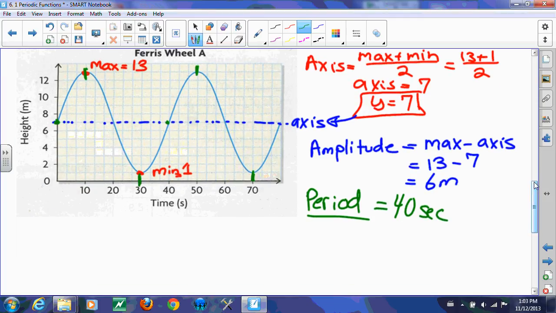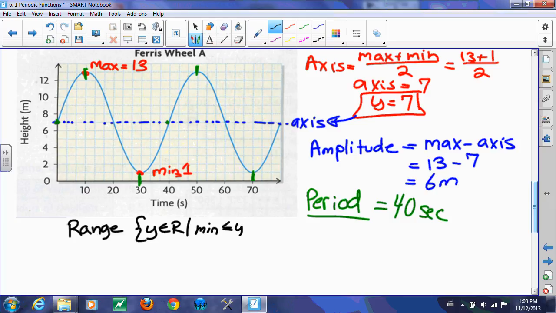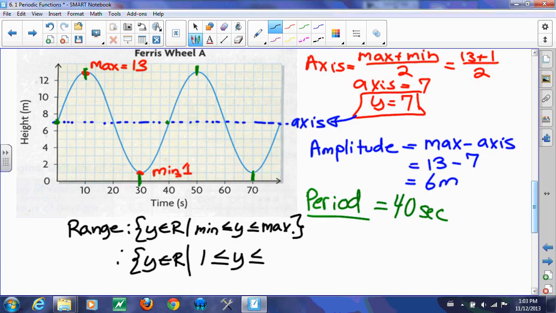Now the last one we need to do is the range. The range has to deal with what our minimum and our maximum is. So range is y belongs to a set of real numbers such that minimum has to be less than or equal to y, which has to be less than or equal to its maximum. We already found our minimum and our maximum, so we can sub those in. So y belongs to a set of real numbers such that my minimum is 1, so 1 has to be less than or equal to y, which has to be less than or equal to our maximum, which is 13.